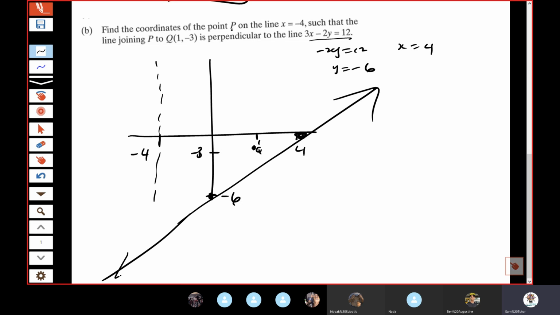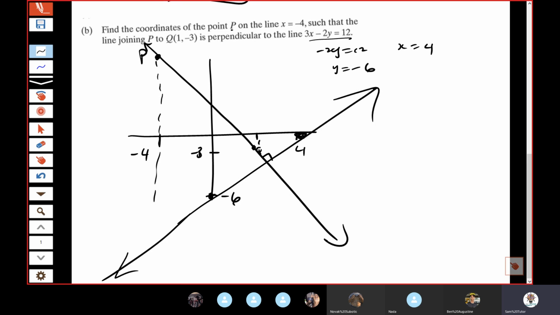All right. Any questions? And then the idea is P is chosen. So I want to choose P somewhere up here, just from the way I've drawn it, such that these are perpendicular. So now reread everything and you'll see it makes sense. Find the coordinates of the point P on the line such that the line joining P to Q is perpendicular to this line here.